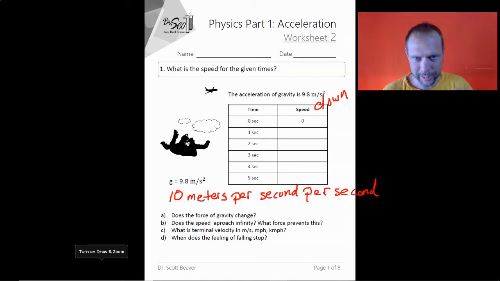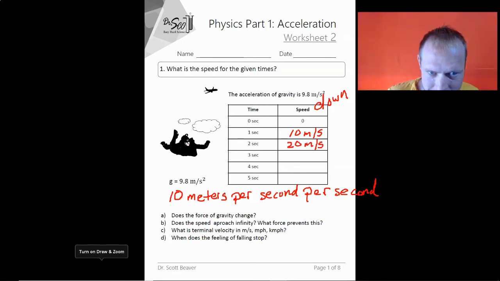So they were initially at 0 seconds going at a speed of 0. After 1 second, they've accelerated by 10 meters per second. The speed is now 10 meters per second. And now another second passes. It's 2 seconds later. The person has accelerated by yet another 10 meters per second. Now the speed is 20 meters per second.